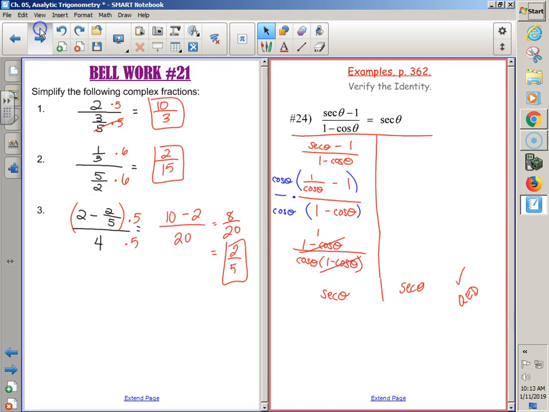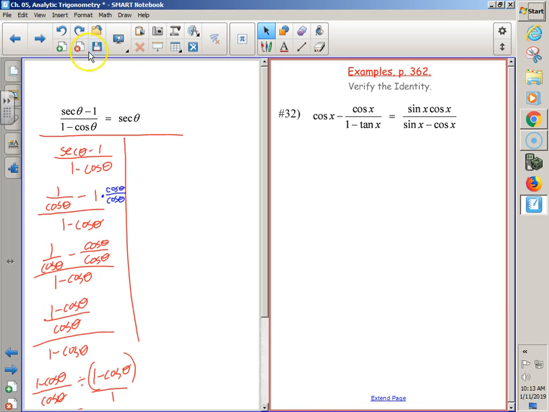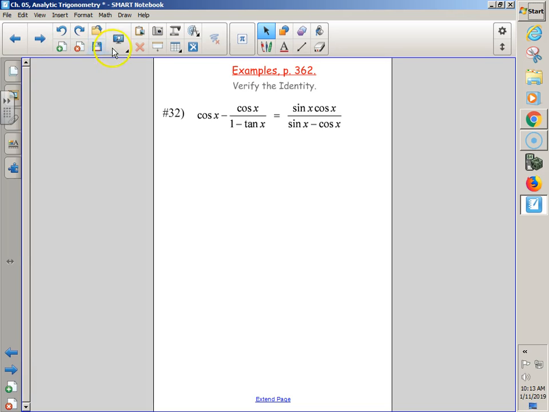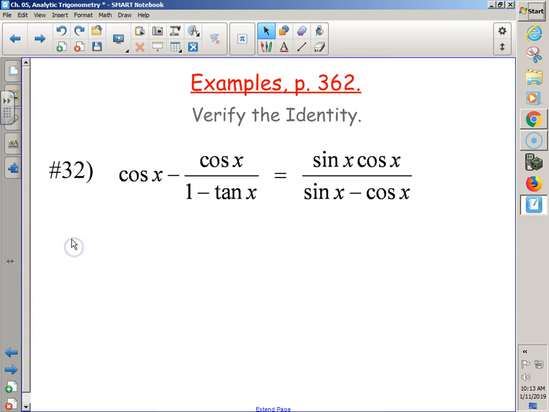Complex fractions are tricky, but they're not impossible, and they're actually a lot easier than you probably remember from middle school if we just review it a little bit, which we tried to do.